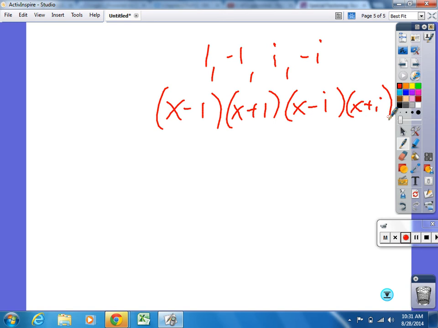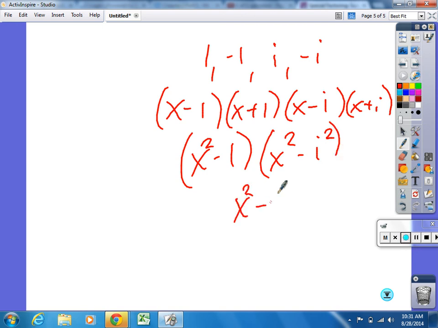Right? Does this become x squared minus 1? What does this one become? x squared minus i squared, but what is i squared? Not 1, negative 1. So negative negative becomes a positive, so now I'm at x squared minus 1, x squared plus 1. Those are conjugate pairs. Right? So what does that go to be?